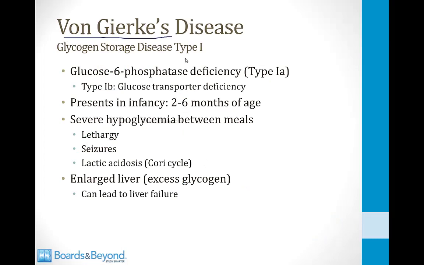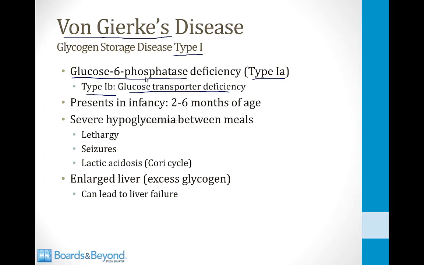It's also called glycogen storage disease type 1, and this is a deficiency of the enzyme glucose 6 phosphatase. For most children born with this, the enzyme itself is dysfunctional. That's called type 1A. There's also a rarer type 1B where the enzyme's okay, but the transporter that moves it around the cell is deficient. But in either case, the enzyme doesn't work properly, and that's what leads to the symptoms of the disorder.